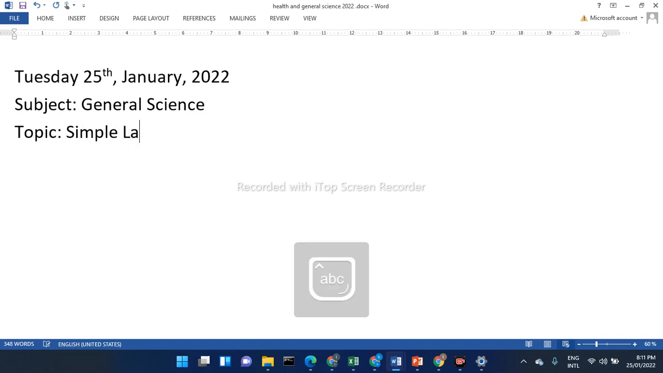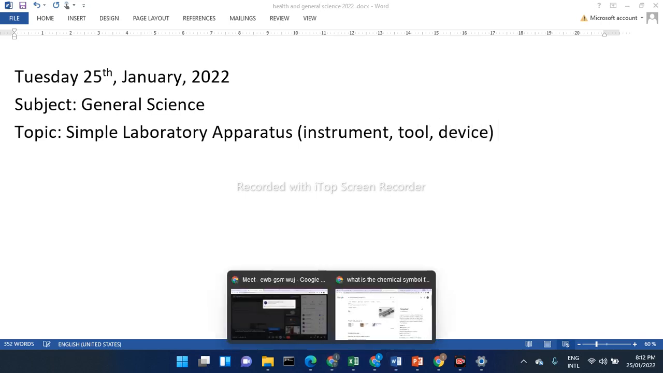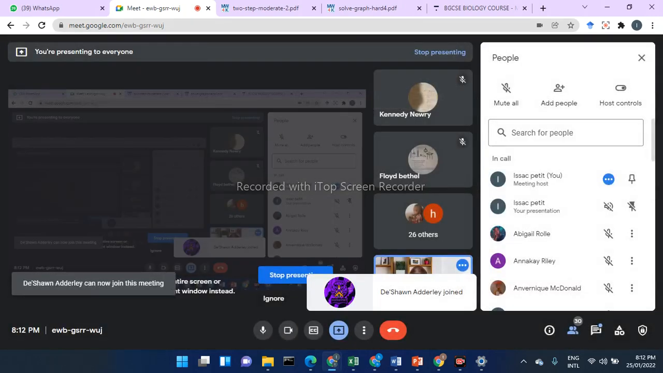Simple laboratory apparatus. What is an apparatus, by the way? An instrument. It's a tool. Yeah, it's a tool. All right, a device, something that we use to do a project. All right.